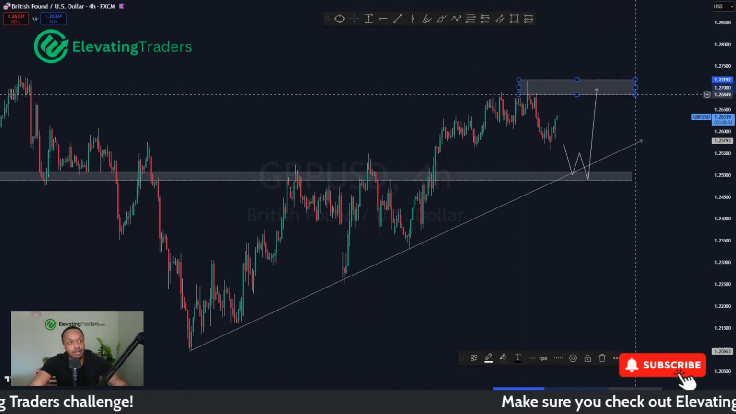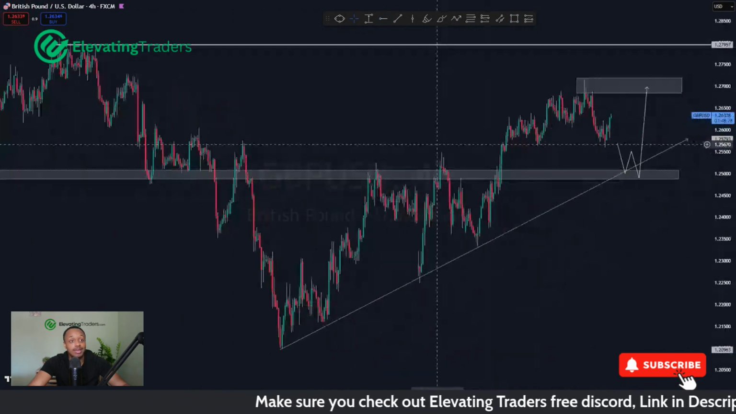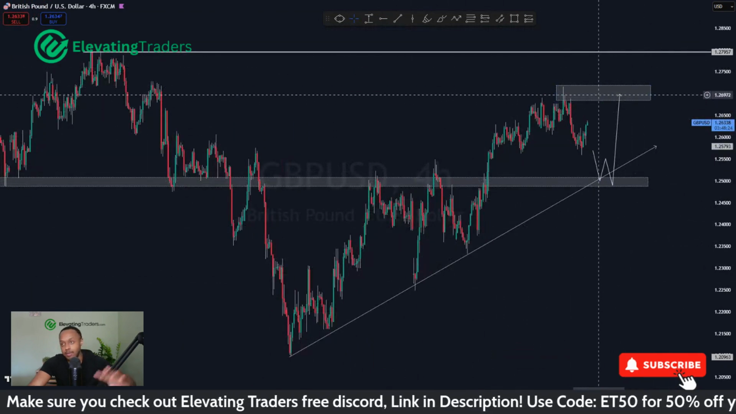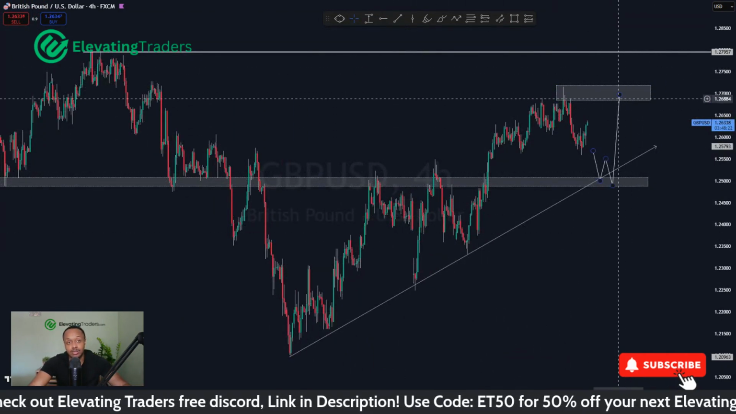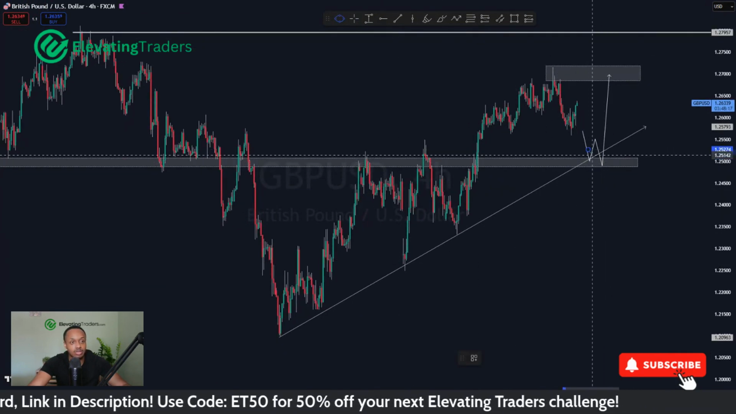But I do expect us to see a push back into 1.28 if the market is really going to have that reversal. But of course, a push back into the swing high makes a load of sense. And that will be a really nice target back to 1.27. So again, for pound USD, still looking for a deeper correction.